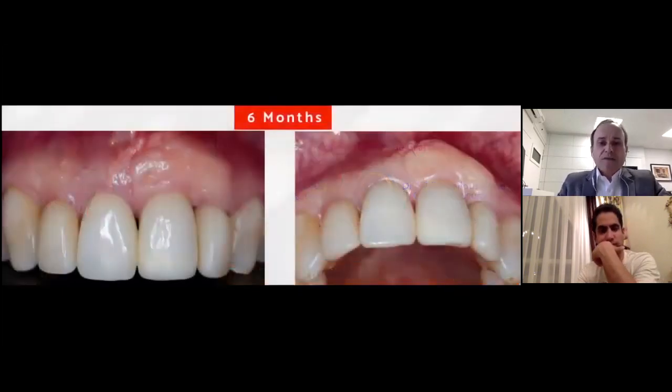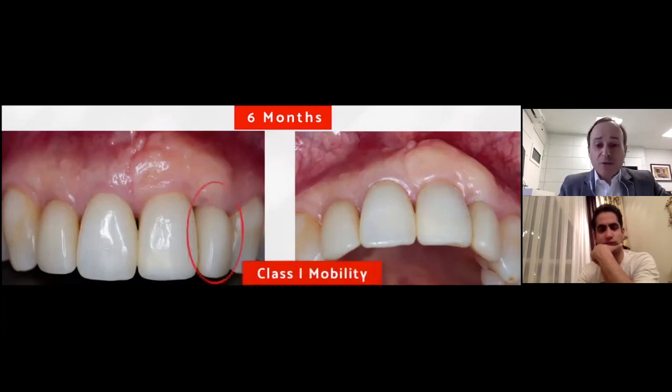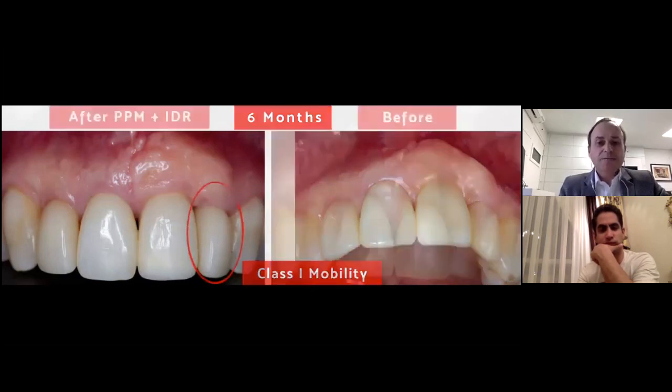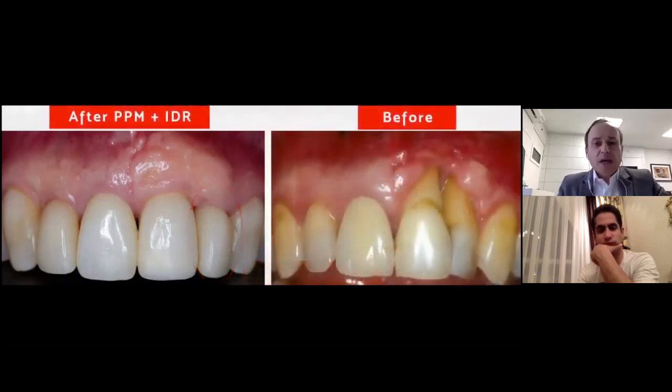After 6 months, it was performed the final impression and the final restoration in place, the final ceramic crown. And you can see the volume of soft tissue that we have, not only at the buccal aspect, but in between central and the lateral incisors. And it was reduced the mobility in the left lateral incisor from class 2 to class 1. So here we can make a comparison before and after periodontic plastic microsurgery and IDR technique.